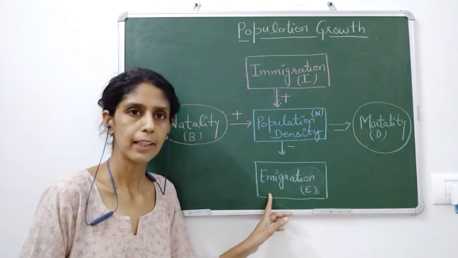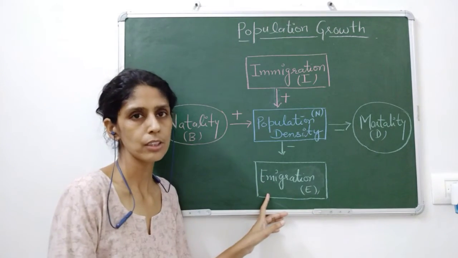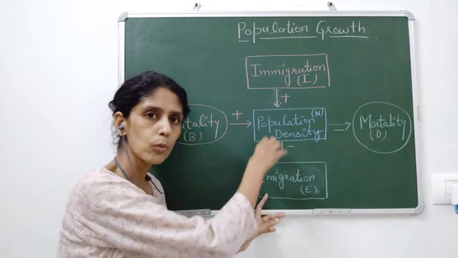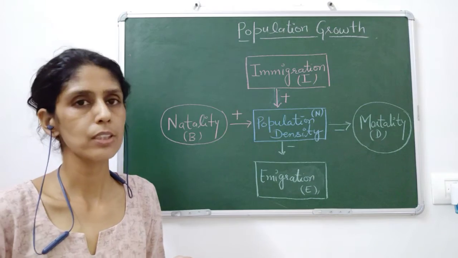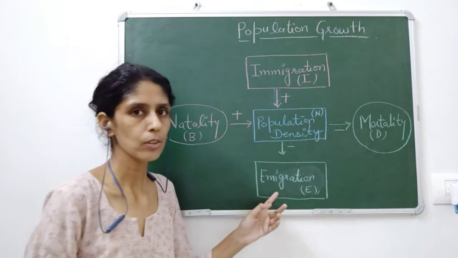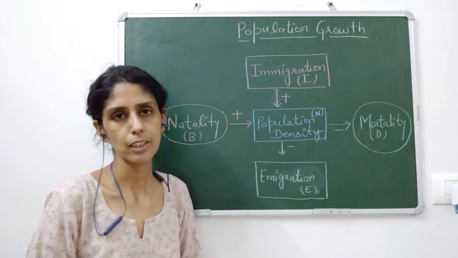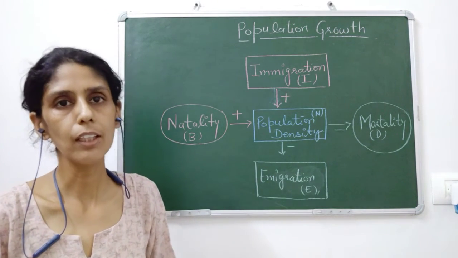On the other hand, emigration is removal of individuals or migration of individuals from this population. Individuals will move out of this population. So the total number of individuals will decrease because of emigration. That's why a negative sign is given and the size of the population or population density will reduce.